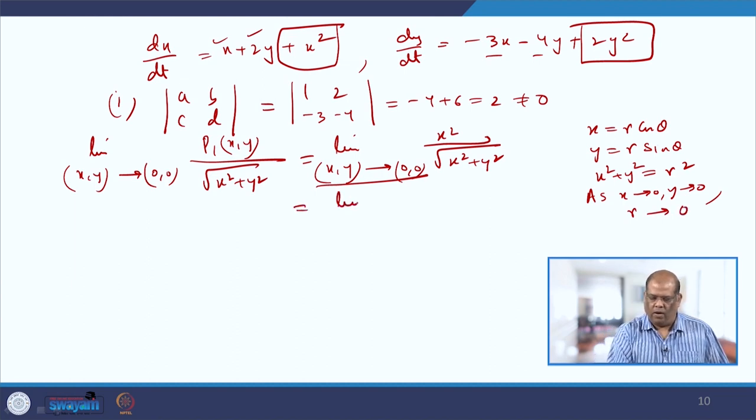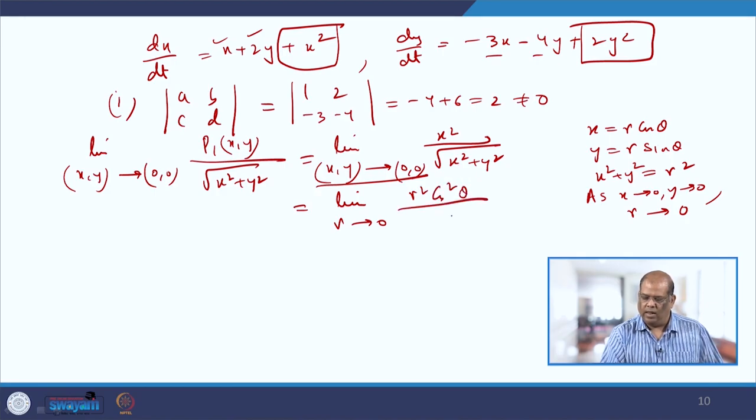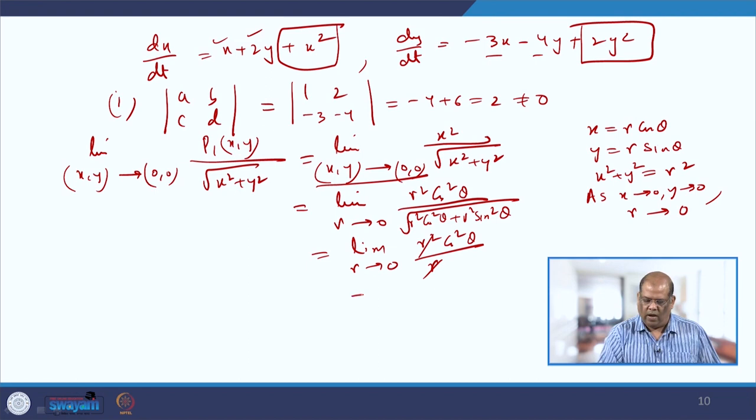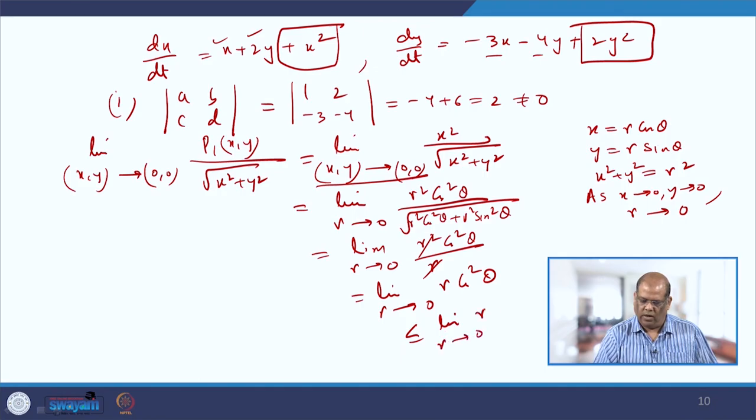So, if I now replace this, as r tends to 0, I have x square as r square cos square theta, divided by r square cos square theta plus r square sin square theta. If you take r square common, then it becomes only r. So, r square cos square theta by r, this and this cancel, and you are left with the limit as r tends to 0 of r cos square theta. Now, as we know, cos theta is bounded. So, this is less than or equal to the limit as r tends to 0 of r, and it is 0. So, the limiting value of this is 0.